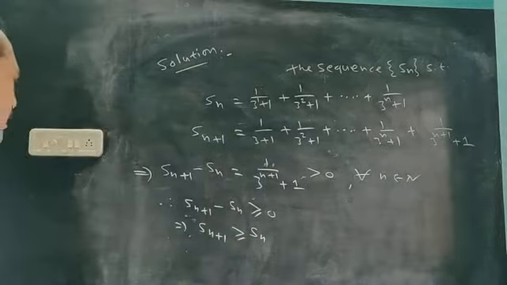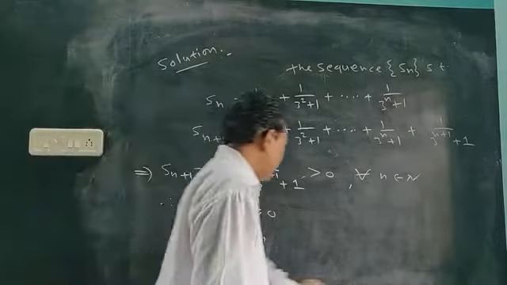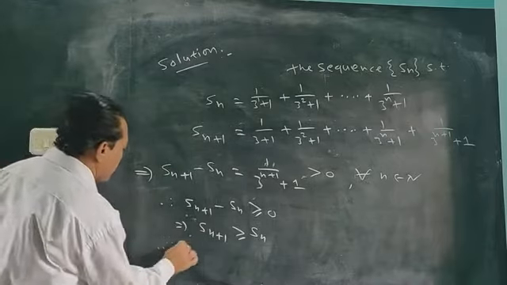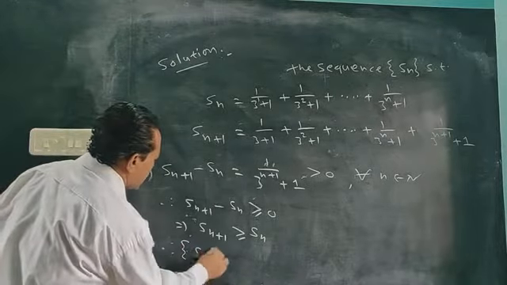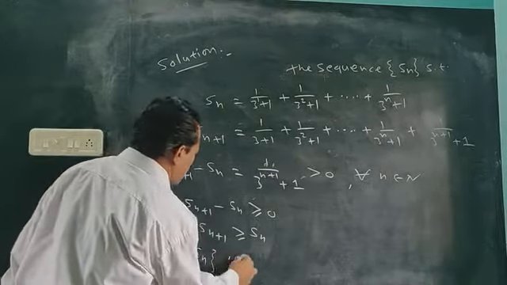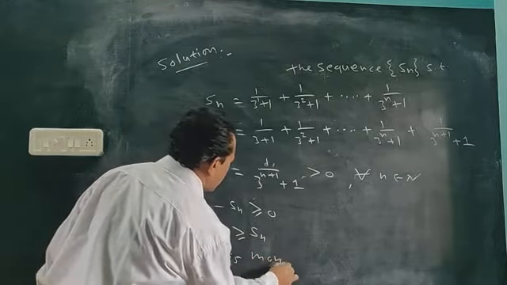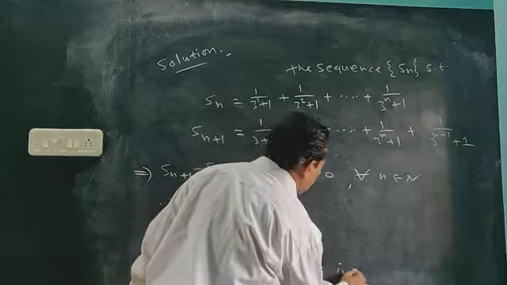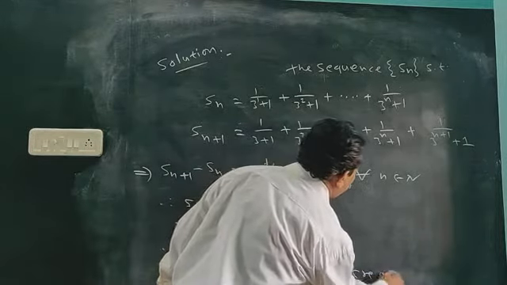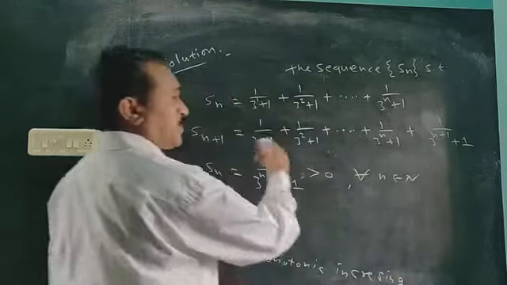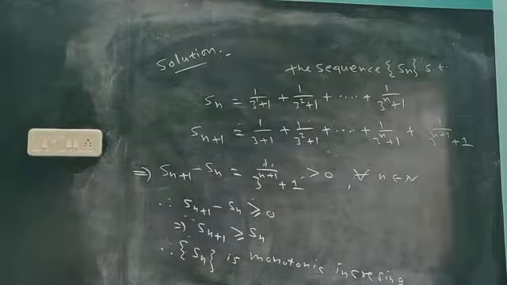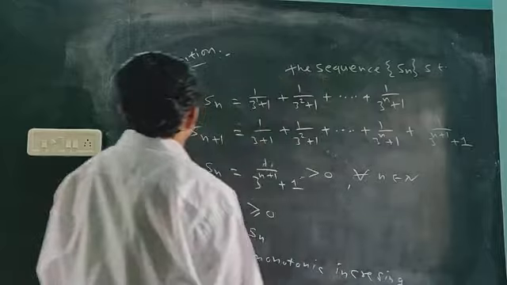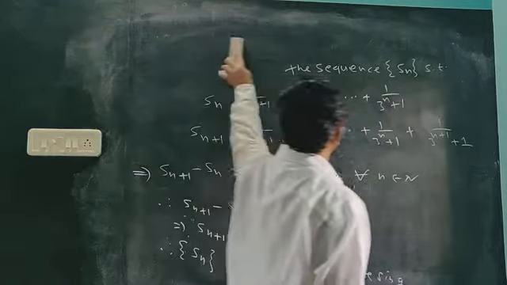Is what? Increasing. Okay, Sn plus 1, the next term, will be greater than the first one. Therefore this sequence will be monotonic, increasing. One of them, increasing or decreasing, not both possible. It will be one of them. Okay, so the first point is clear. Now the second point is bounded.